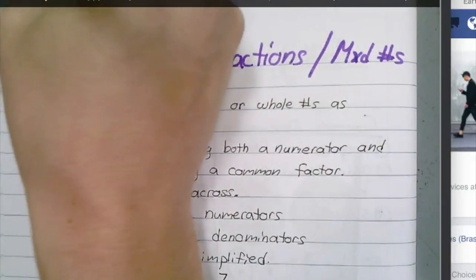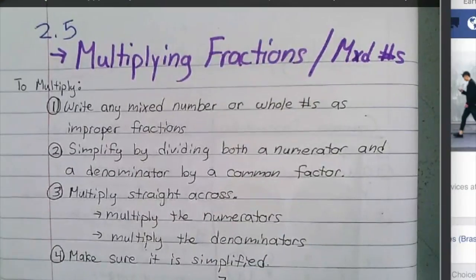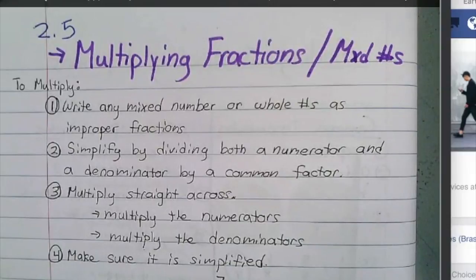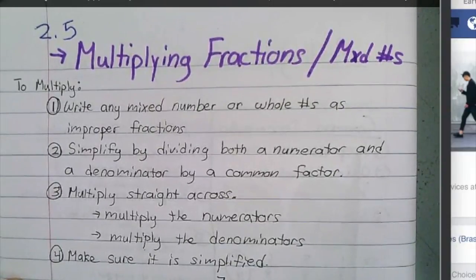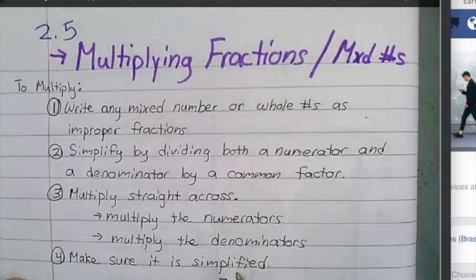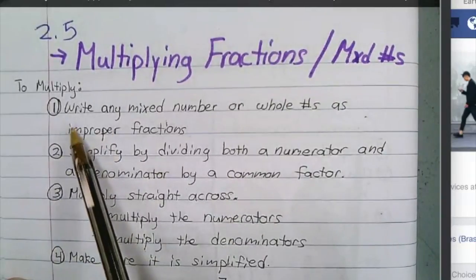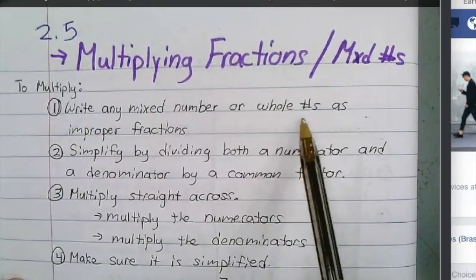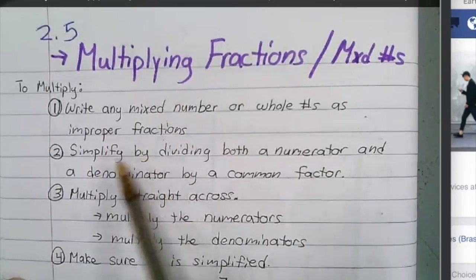Lesson 2.5 on multiplying fractions and mixed numbers. And actually, we're multiplying and dividing fractions and mixed numbers, or rational numbers. So to multiply fractions or mixed numbers, you write any mixed numbers or whole numbers as improper fractions.